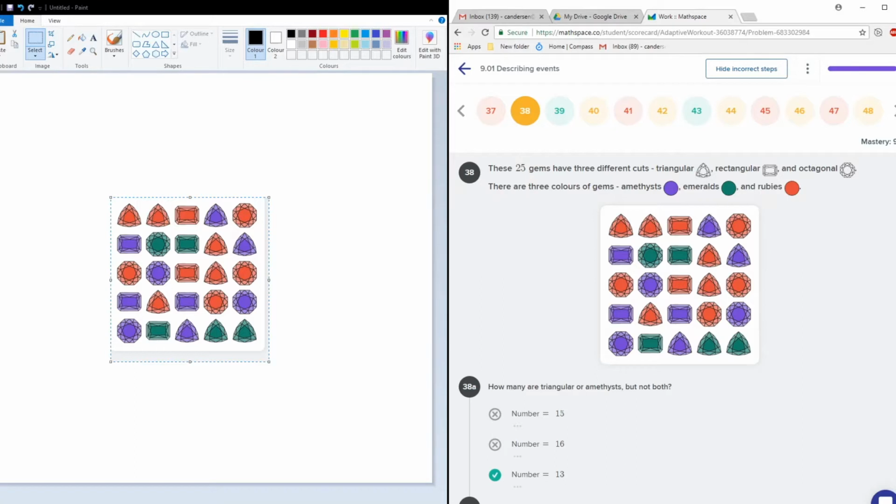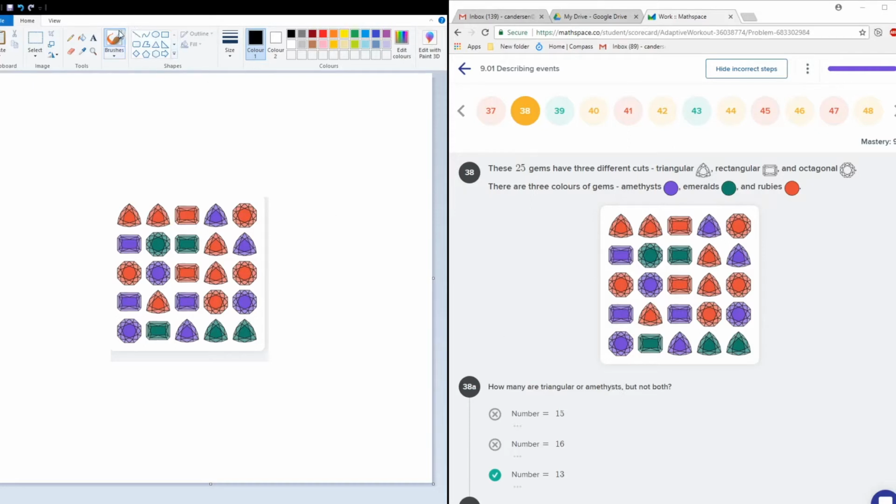Now the way I like to approach a problem like this is I like to show visually my counting. So I would draw a picture, or if it's on a computer, you can print screen and copy and paste it. And what we're going to do is we're going to systematically go through this so we try not to miscount anything. So how many are triangles or amethysts?